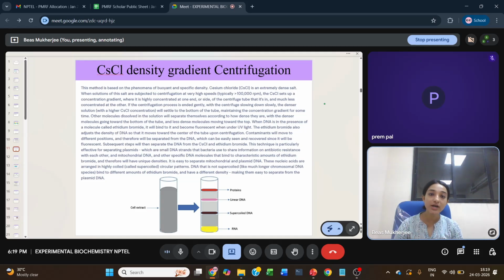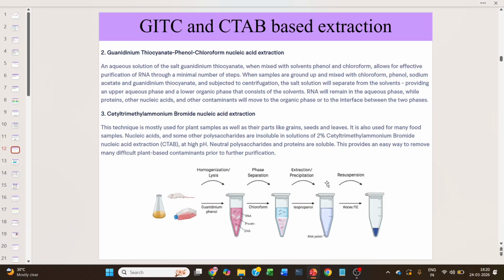DNA. So if you look at the figure, you will see that there is protein, then comes your chromosomal DNA, and then comes supercoiled DNA because it is more dense compared to linear DNA, and finally there is RNA. So that is how you can actually extract the different types of DNA that you want to isolate.